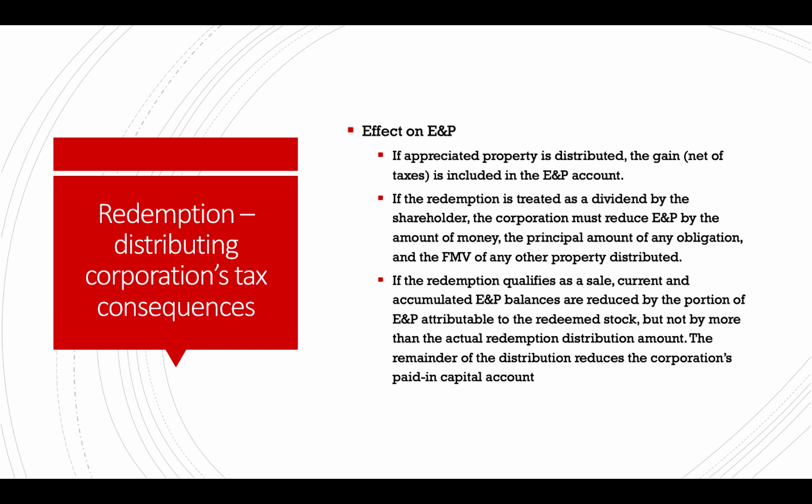If, however, the redemption qualifies as a sale, current and accumulated earnings and profits balances are reduced by the portion of earnings and profits attributable to the redeemed stock, but not by more than the actual redemption distribution amount. The remainder of the distribution reduces the corporation's paid-in capital account.